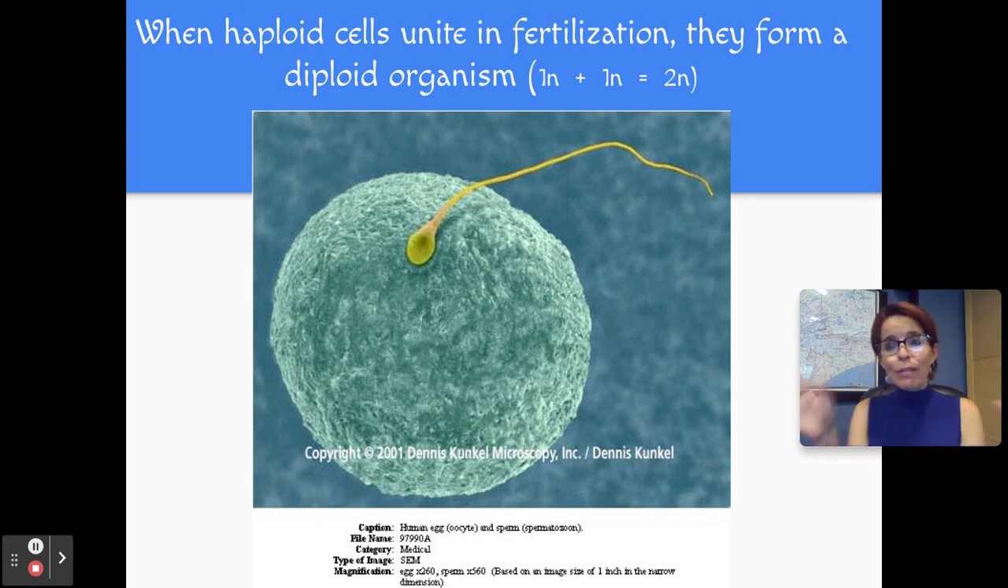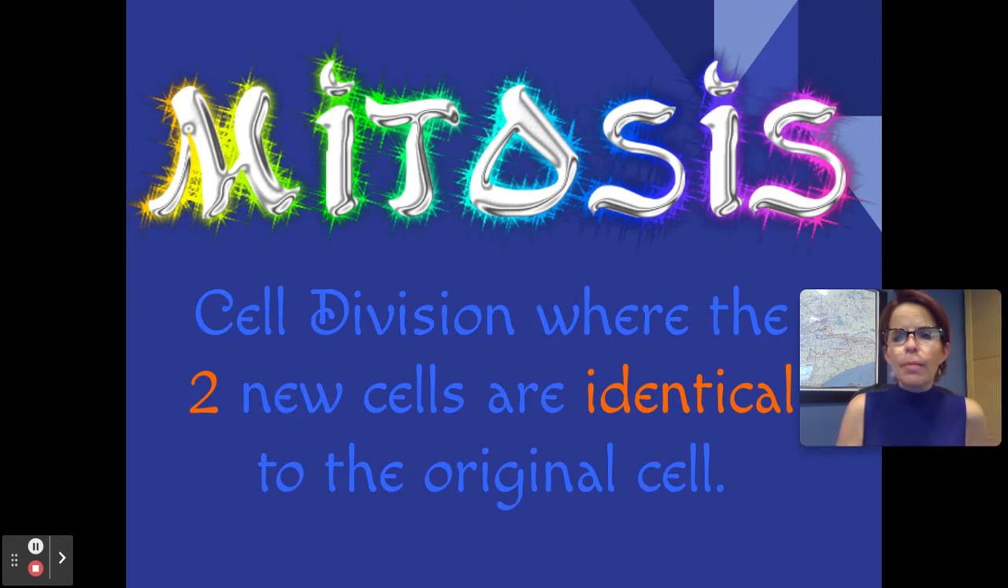All right, so now that was sort of the intro. Let's go ahead and talk about what mitosis is. Mitosis is cell division where the two new cells are identical to the original cell. And that's what's happening everywhere in your body except where you're making your sex cells. So not in the testes and not in the ovaries.